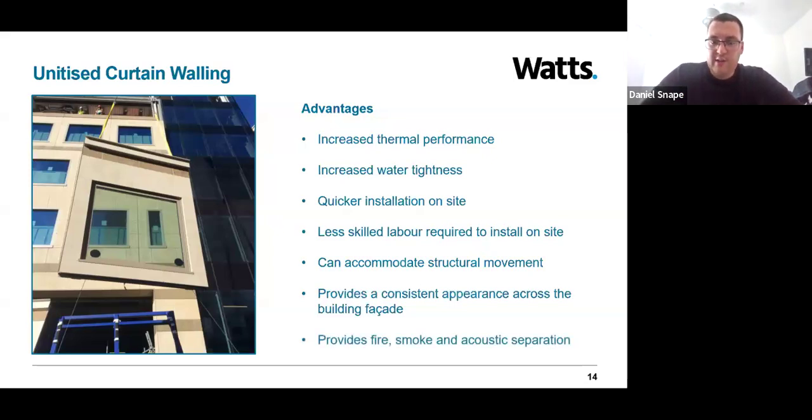And then last but not least, it does have good benefits in relation to fire, smoke and acoustic separation if constructed correctly. Unitized curtain walling panels can be manufactured with fire stopping and acoustic treatment sealed within the units, correctly installed from the factory.